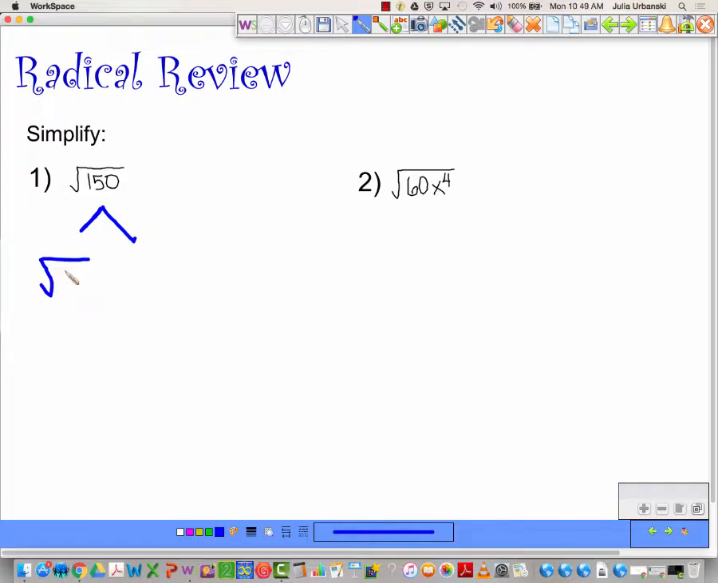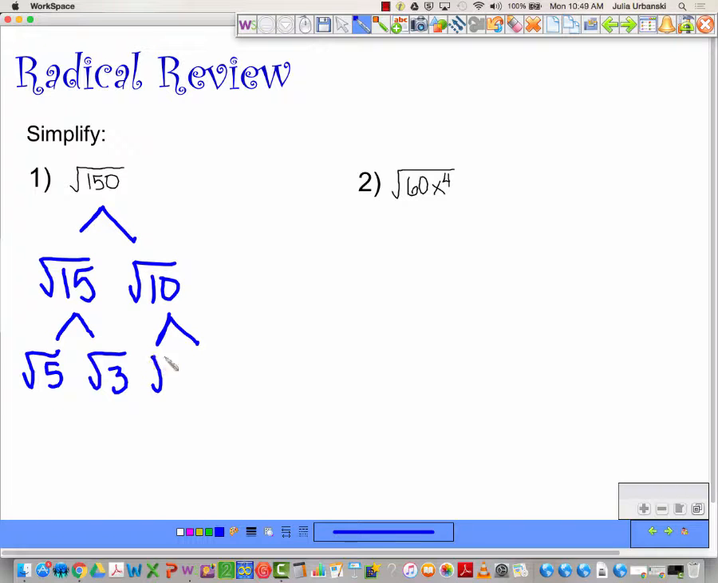Square root of 15 times the square root of 10. Questions on that? Okay, I don't know the square root of 15. I don't know the square root of 10, so I'm going to keep going. Break it down into 5 and 3. Yep, either way. And then 5 and 2. None of those are perfect squares, but they're all prime, so I can stop.